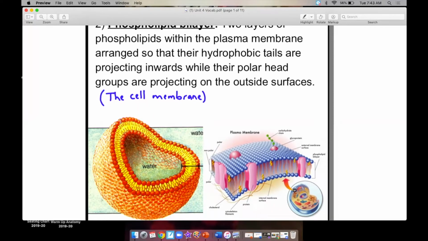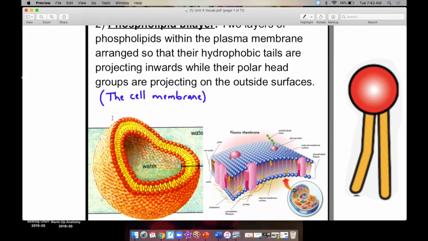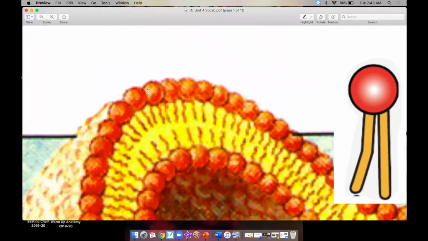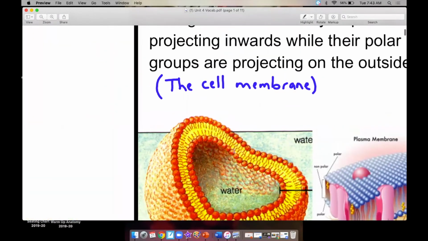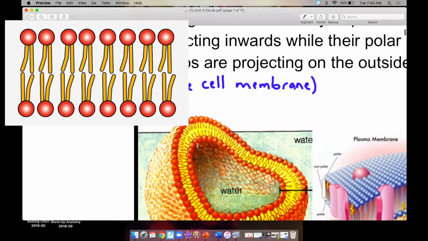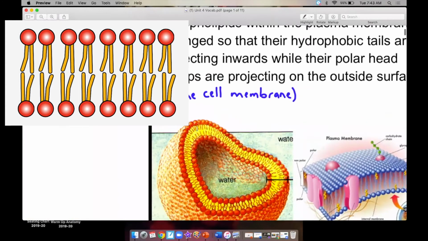If you remember chapter 2, I drew the phospholipid in a very simple way. It was a circle with 2 tails, right? Zoom in on this. Look at that. Circle with 2 tails. And it's just a bunch of those all lined up. And there's 2 of them. There's another row upside down. So all the tails are on the inside and all the heads are on the outside.